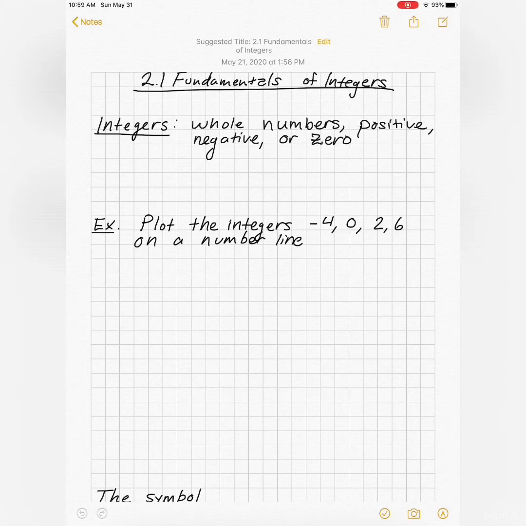All right, let's take a look at section 2.1. So this section is looking at fundamentals of integers. So kind of looking at some definitions, explanations, things like that. So first thing we have here is a definition of what an integer is. Okay, so an integer is a whole number. Could be positive, negative, or 0.